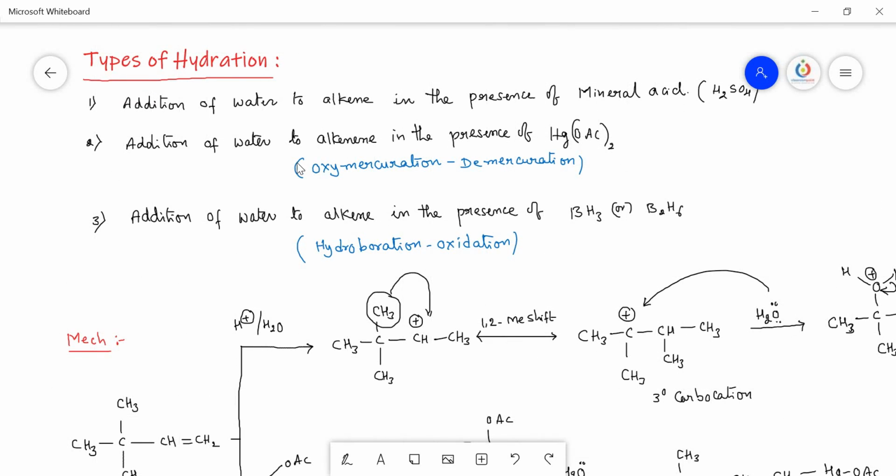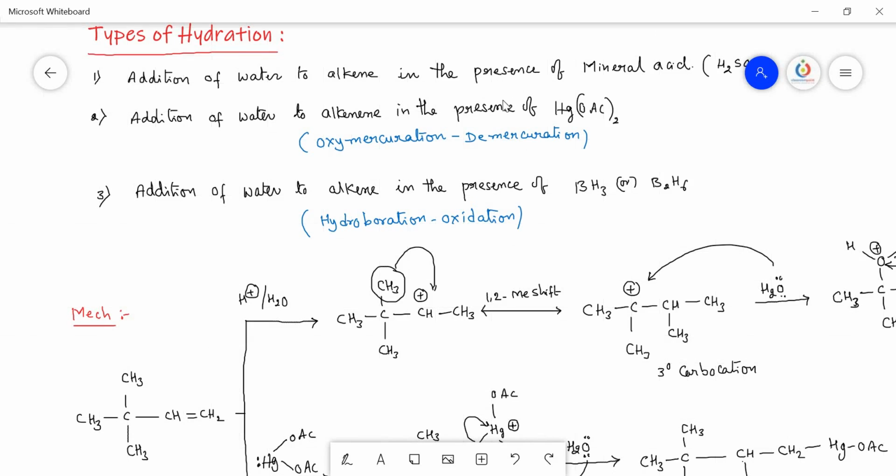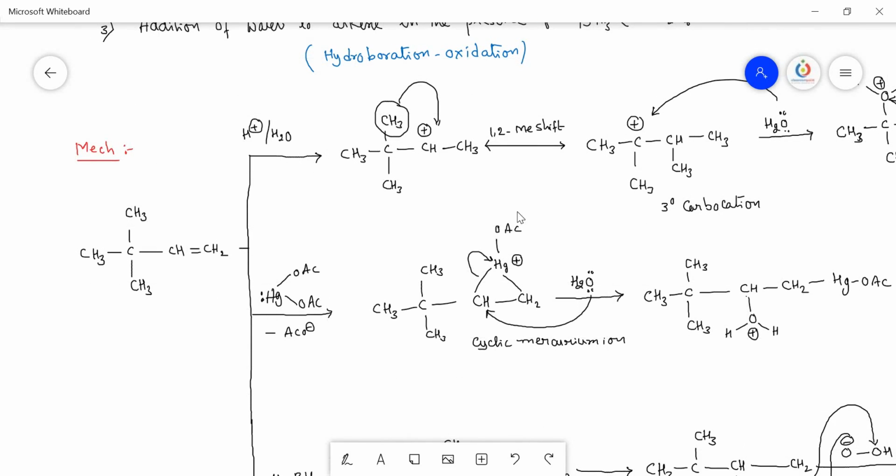When you add water to the alkene in the presence of mercuric acetate followed by the reaction with NaBH4, it is called oxymercuration-demercuration. And addition of water to the alkene in the presence of BH3 is called hydroboration-oxidation. So to fully understand these concepts and the respective products, we need to see the mechanism of these three reactions. So let us discuss one by one.